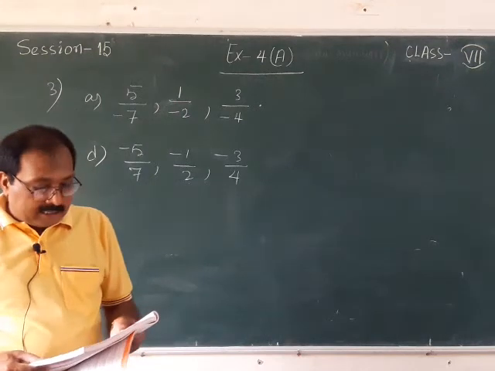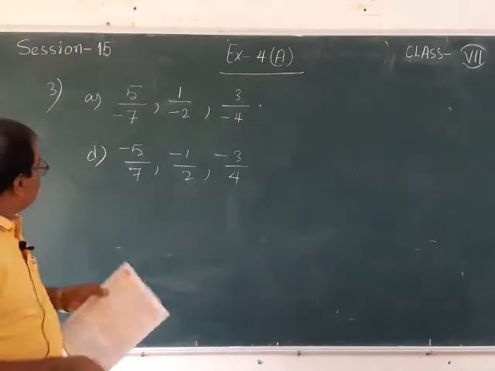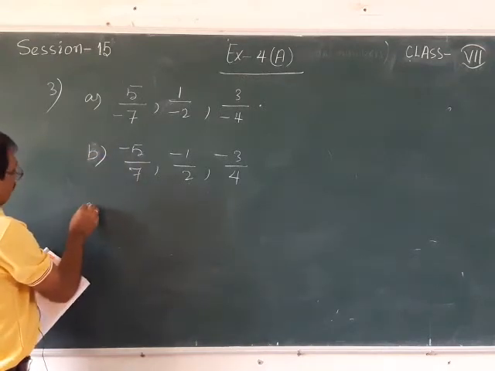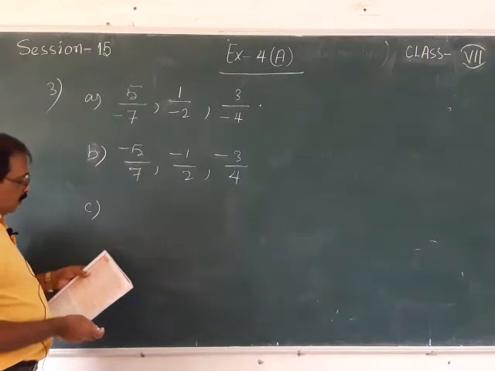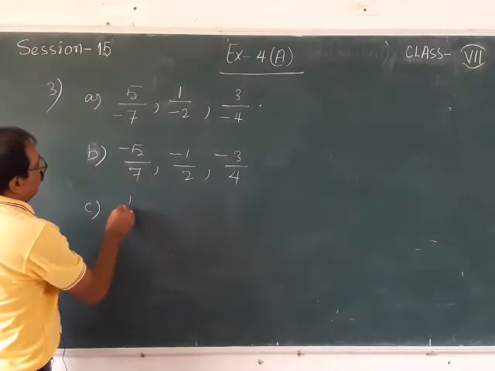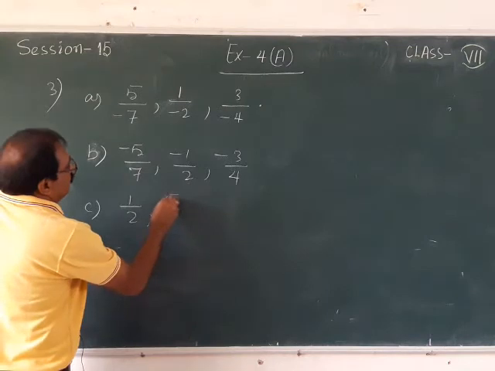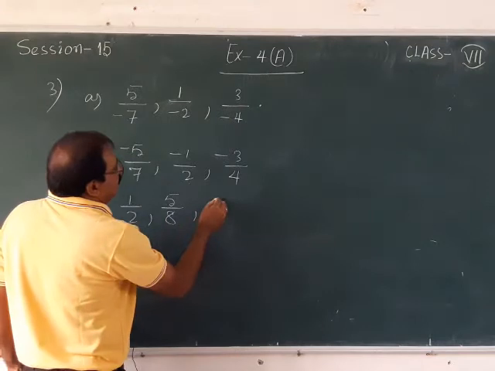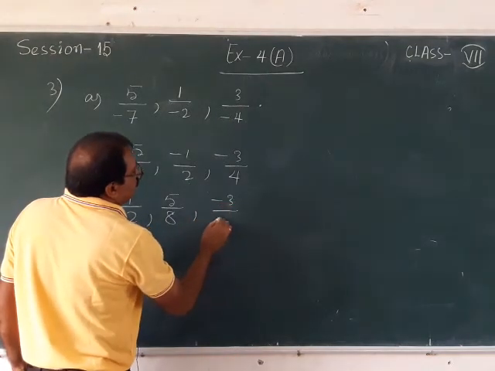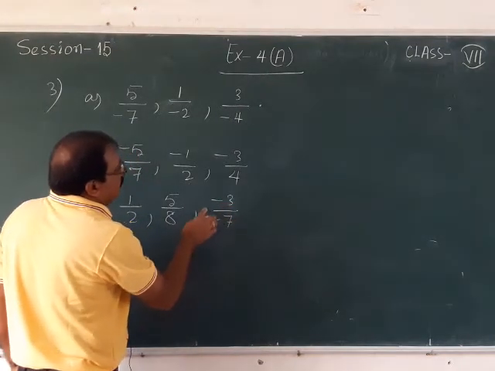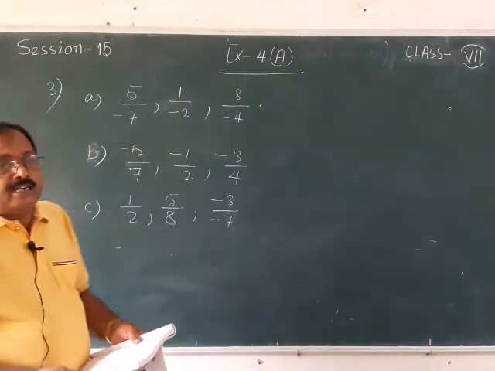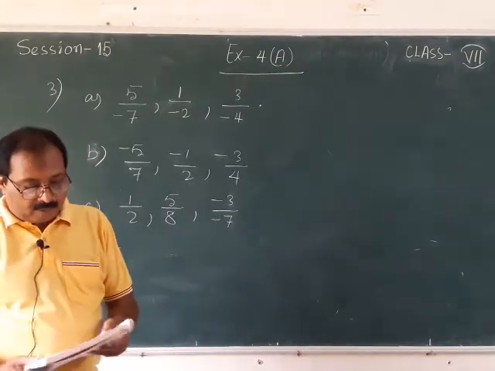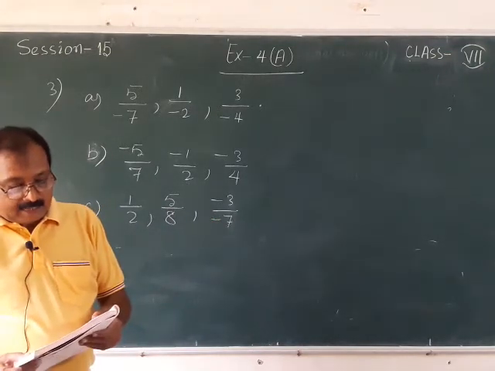Now number C, numerator and denominator with the same sign. You can write 1 upon 2. You can write 5 upon 8. Both have a positive sign. And one I am writing is minus 3 upon minus 7. Both have a negative sign. So numerator and denominator both with the same sign. They are asking for examples, so you can write examples.